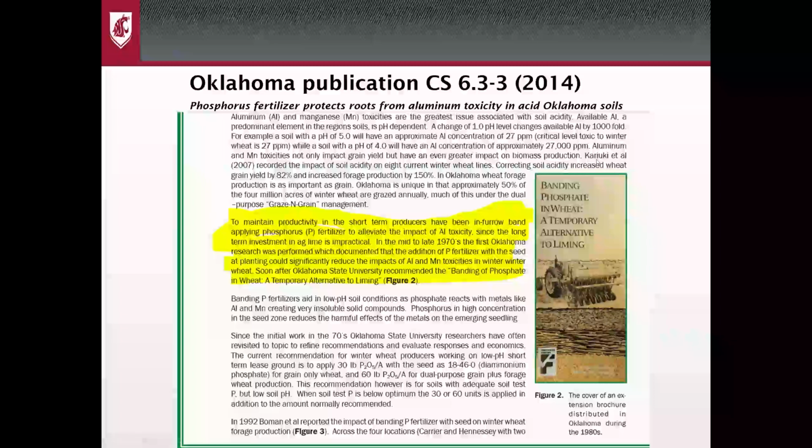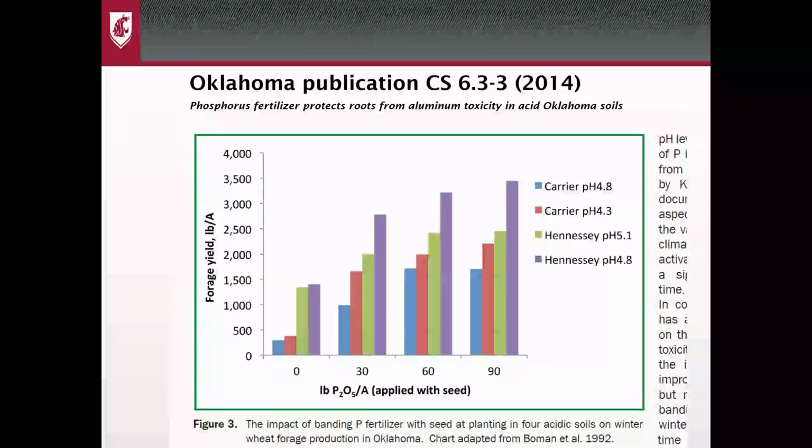And they reference this guide over here from the 1980s based on research in the 1970s, where they were using seed banded phosphorus applications in lieu of lime applications to try to, in the short term anyway, address aluminum toxicity, and it worked. There are a couple of graphs in this publication.